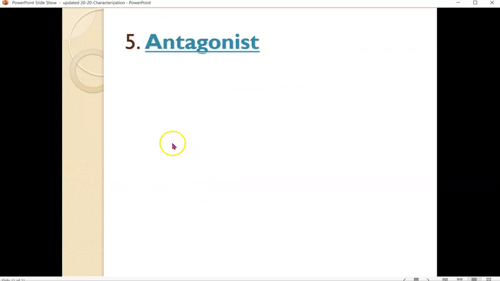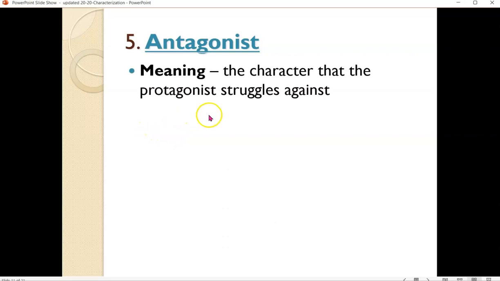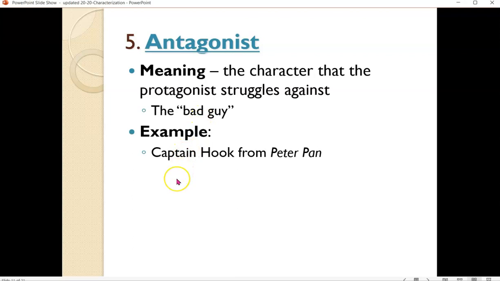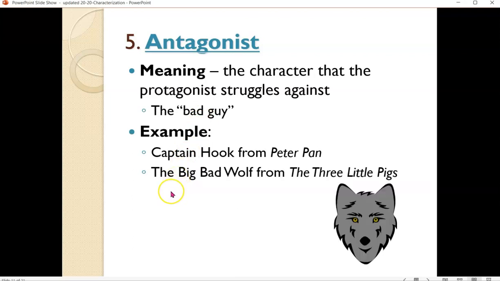Number 5, antagonist. So antagonist, or anti, means against, right? So something against. I think of how the antagonist must be against the protagonist. So this is a character that the protagonist, the main character, struggles against. Sometimes this could be the bad guy, and some examples are Captain Hook from Peter Pan and the big bad wolf from the Three Little Pigs. So sometimes this is your evil person, right? If you have the good guy and the bad guy, it's your bad guy.